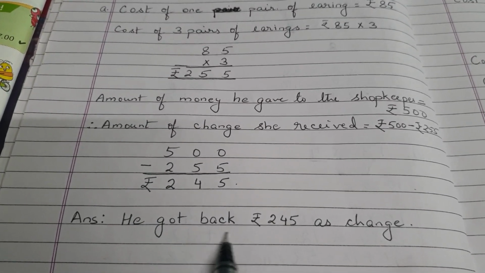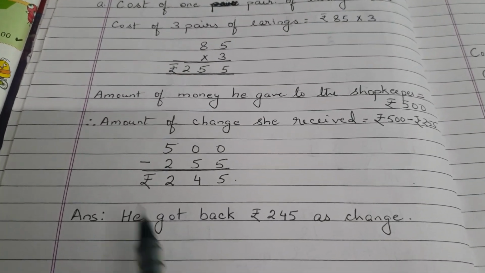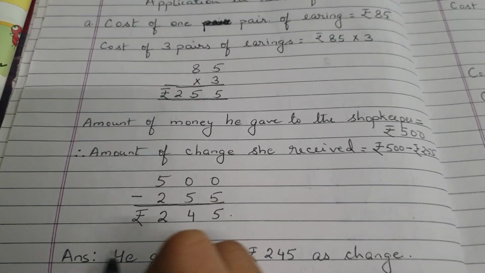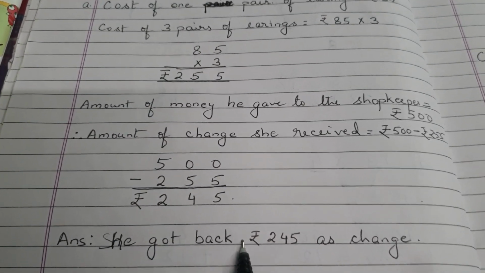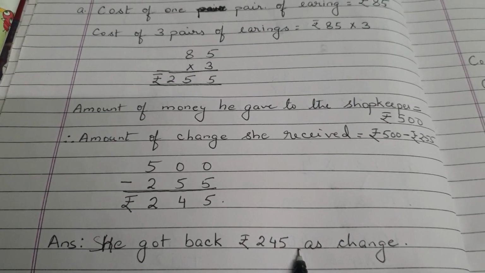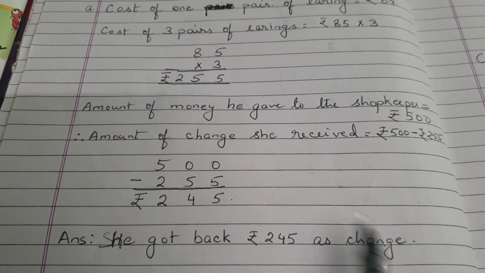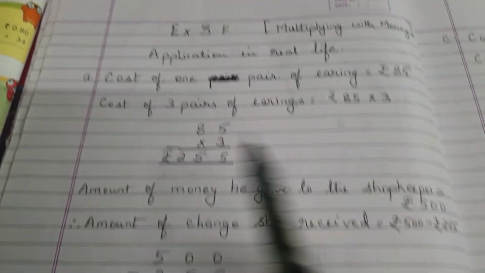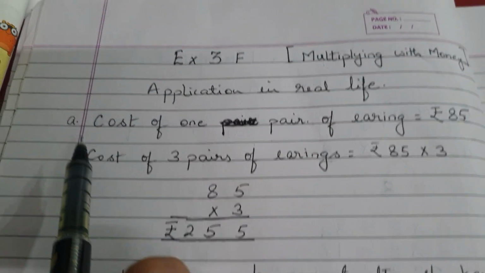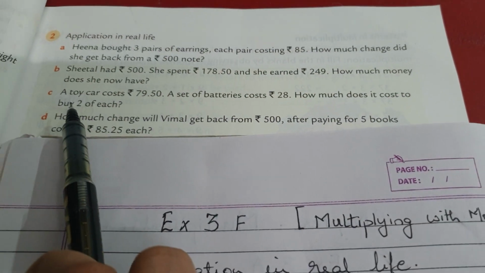So the answer here is, it is Hina, so it will be: she got back rupees 245 as change. This is the answer statement. She got back this much money as change. So this was question number 1. Now next we will do question number C.